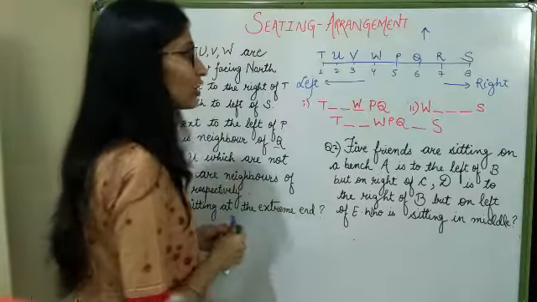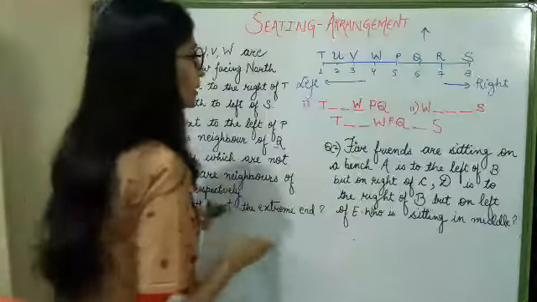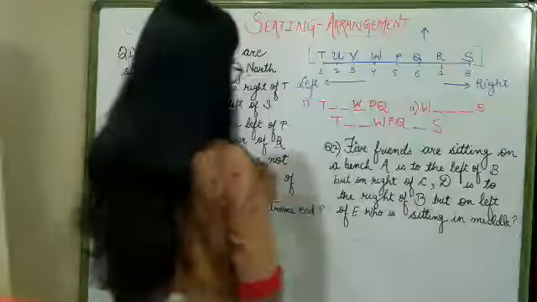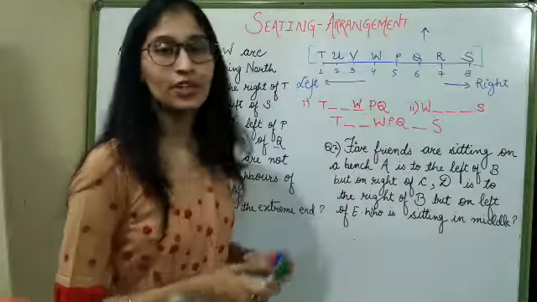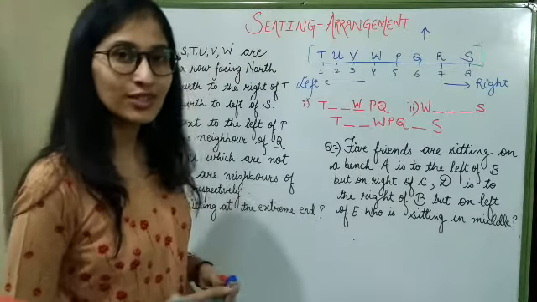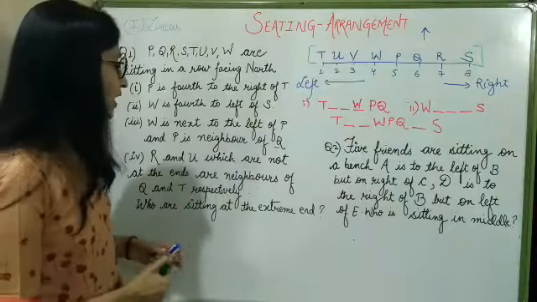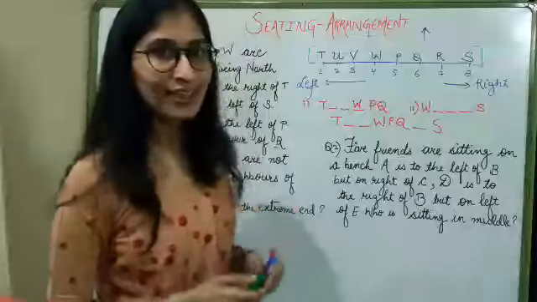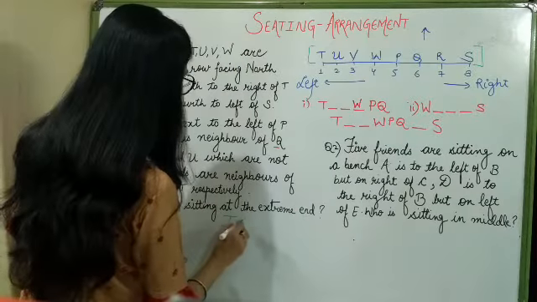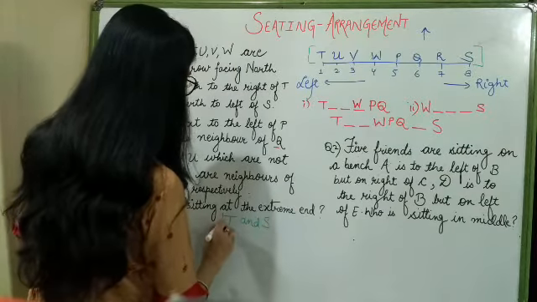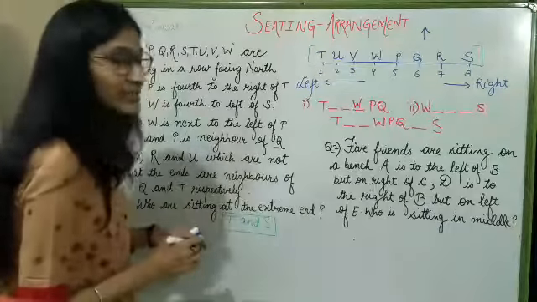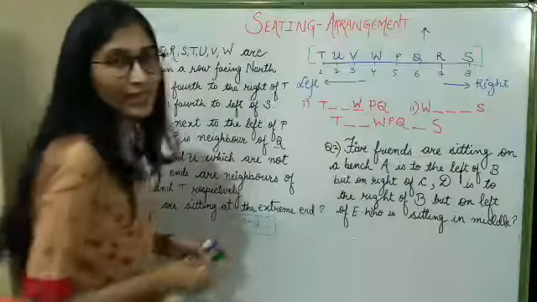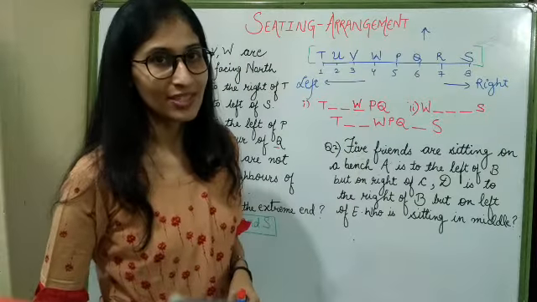The order of the sitting of P, Q, R, S, T, U, V, W will be T, U, V, W, P, Q, R, S. Once you have made the sitting arrangement, you can easily answer the questions. Question asked here is: who are sitting at the extreme ends? T and S are sitting at the ends. So the answer will be T and S. So this is how, just looking at the statements and drawing the points, you can make linear sitting arrangement questions.